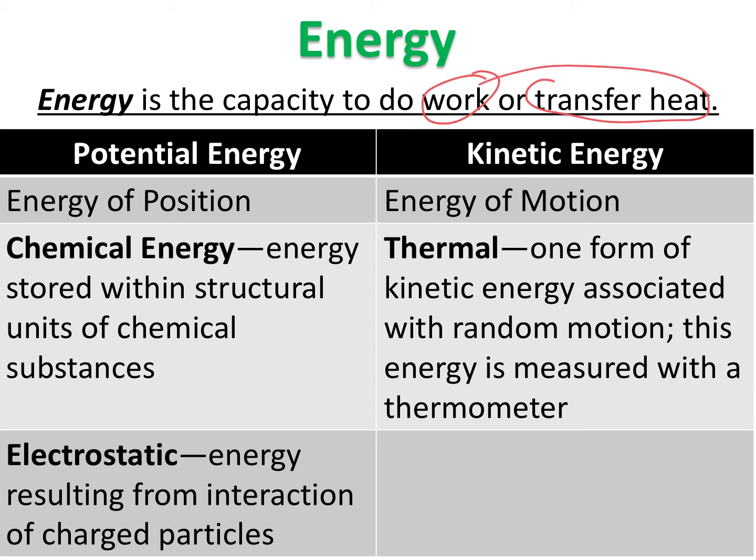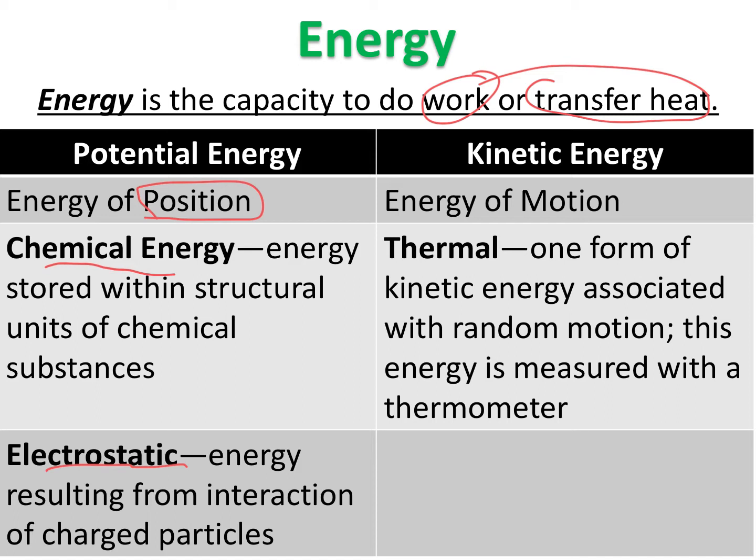Potential energy is the energy of position. We will be concerned with two types. First, chemical energy is the energy stored within the structural units of chemical substances. That is, it is the energy in the chemical bonds. Second, electrostatic energy is the energy resulting from the interaction of charged particles.